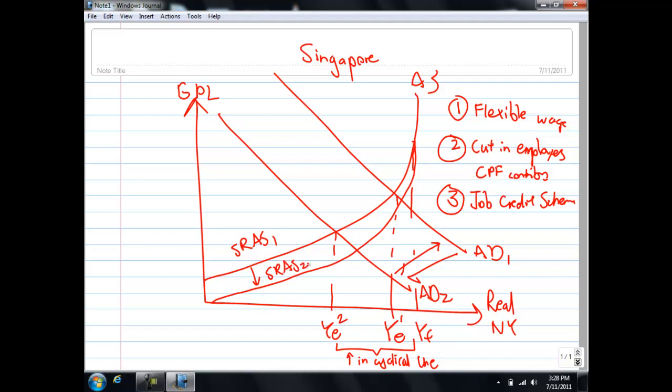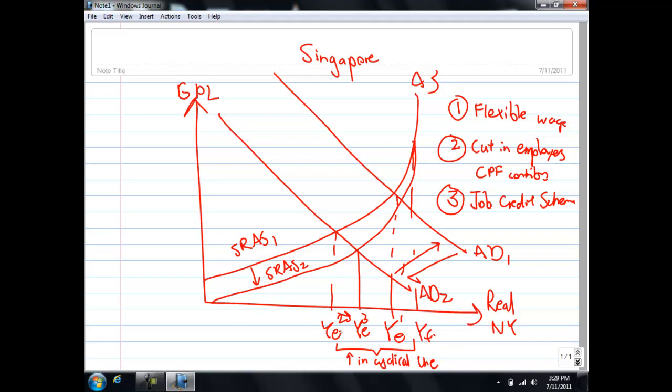Look what has happened. By the shift down of the SRAS curve, there's a movement along the AD2, so that now we are moving from YE2 to YE3. What has a flexible wage scheme done? It has reduced our cost of production, and look, the gap between YF and YE has now become smaller. So what we are doing here is actually offsetting some of the increased cyclical unemployment that is brought about by the fall in our net exports.